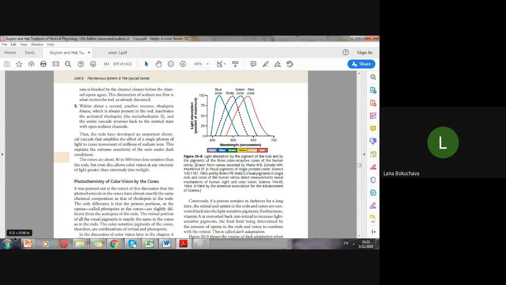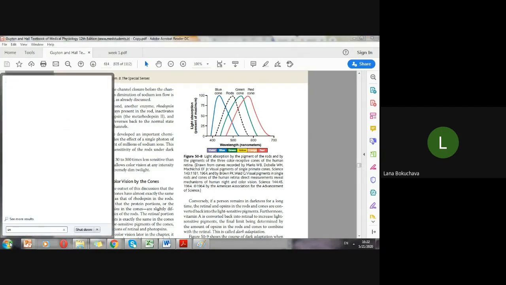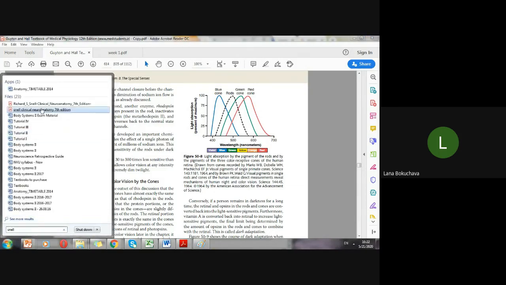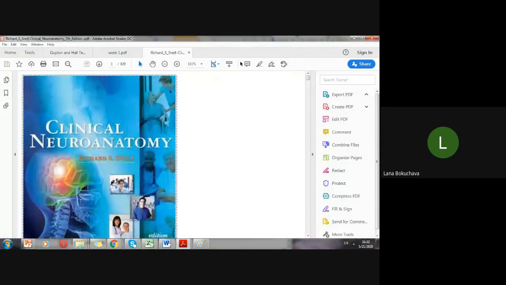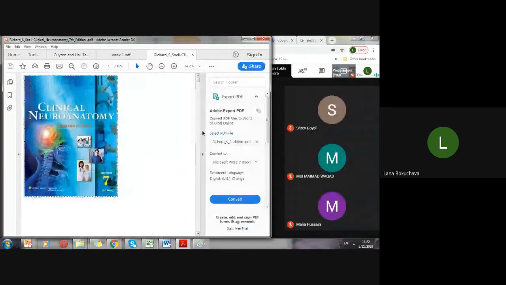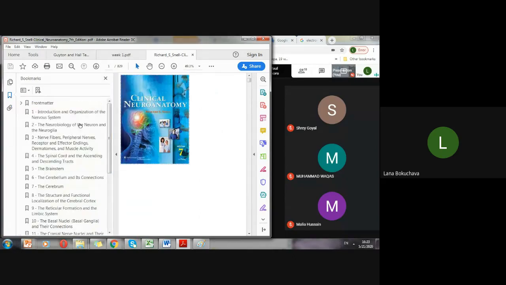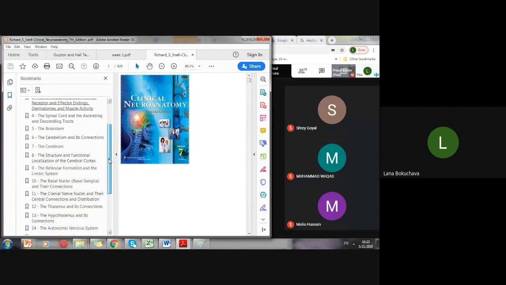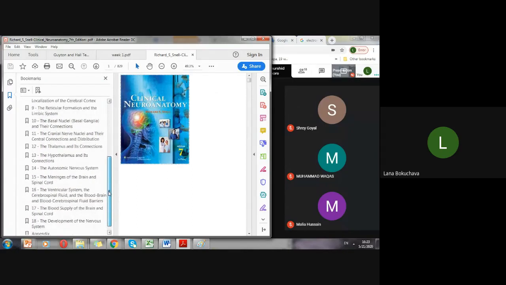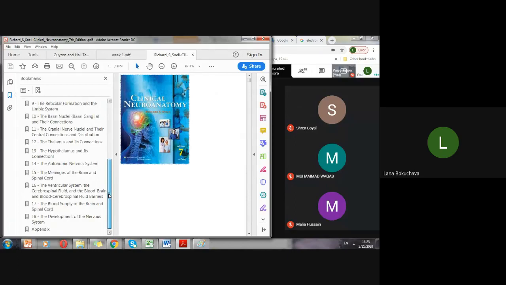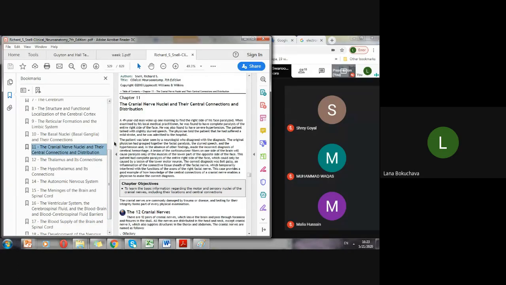In case of the Snell, I didn't open it here, but I will open it now for you guys to show you what I mean. So in the Snell, we do have very important information with the clinical correlation about cranial nerve 2, which is the optic nerve. The optic nerve, as you remember, passes through the optic canal, but the distribution of the fibers is a little bit different. Just a second. Okay, here it is, the cranial nerves.